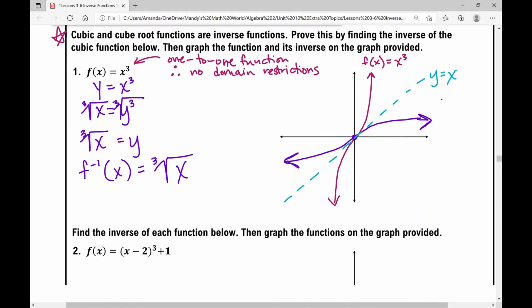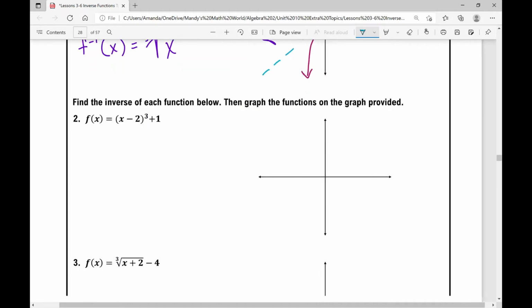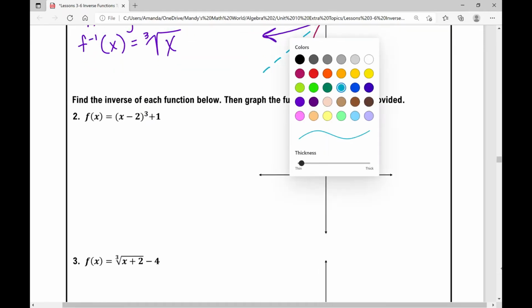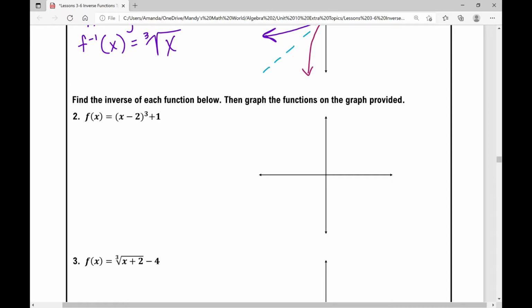So let's move on to the second example and find the inverse of each function below, then graph the functions on the graph provided. So I'm going to go back to my original color here, and let's graph this cubic function right here. I know cubic transformations. This right here, my parent function, we just graphed it. We're going to move this function right 2, and then this will translate the function up 1. So I'm actually going to take what was my origin at (0, 0). I'm going to move it right 2 and up 1. That's like my new origin, if you will.